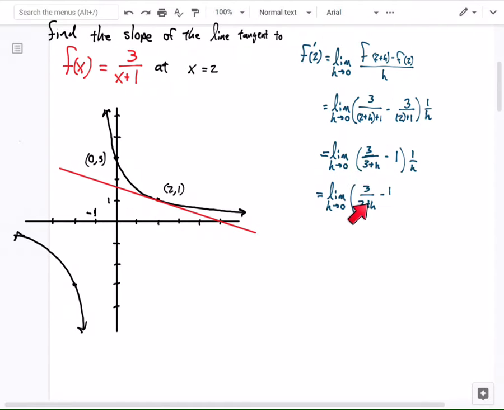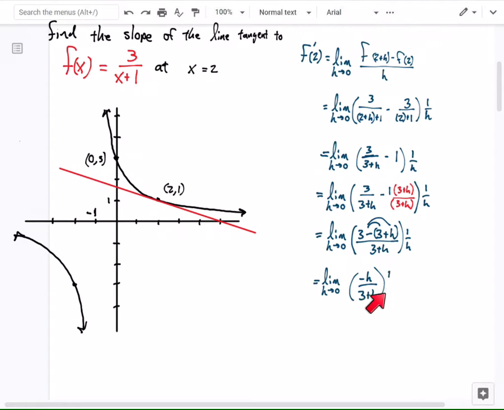Well, in order to do this, I have a fraction, subtract 1. Anytime I have to add or subtract fractions, I need a common denominator. So the denominator here is 3 plus h, so I multiply top and bottom by 3 plus h. In so doing, I have 3 over 3 plus h minus 1 times (3 plus h) over (3 plus h). Notice I have subtraction of the numerator all over the common denominator. And then 3 minus 3 is 0, and don't forget to distribute the negative there. That's a big deal. So we're going to get negative h over 3 plus h times 1 over h.